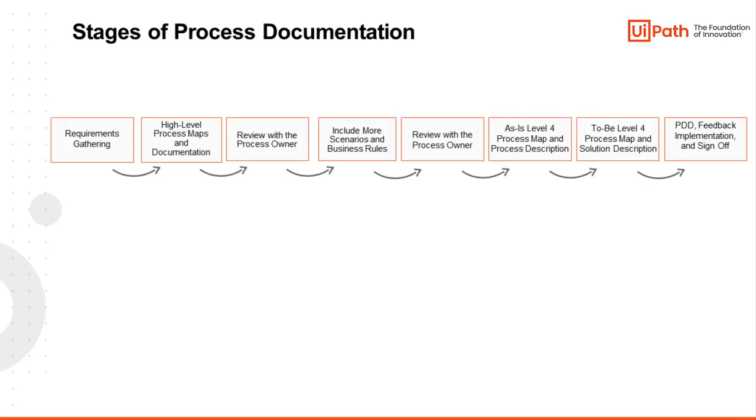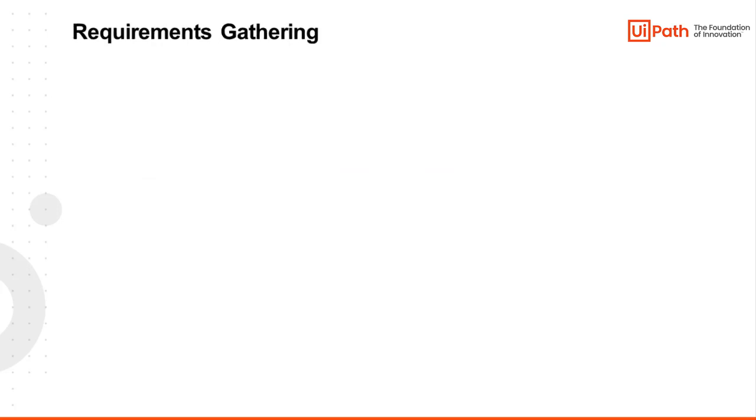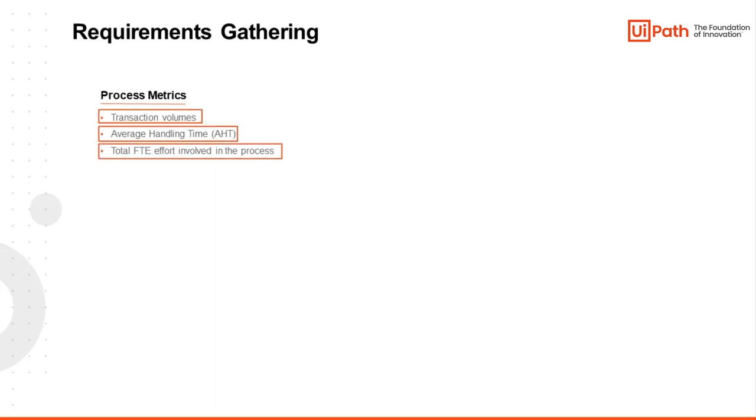Now that we have a clear high-level view of the steps involved in the documentation process, let's go over some specific details. As already mentioned, the first step is gathering all the required process information and data. The process metrics can be captured with the help of existing workflow or business process management tools. Time and motion studies provided by the operations team might also turn out to be extremely useful. The purpose is to find out the transaction volumes, the average handle time, and the total FTE effort.